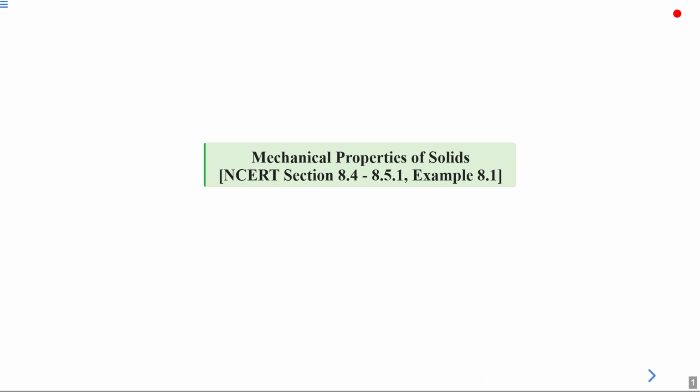Hello students, in today's lecture we are going to study NCERT section 8.4 to 8.5.1 and we will also solve an example 8.1 from the chapter named Mechanical Properties of Solids.